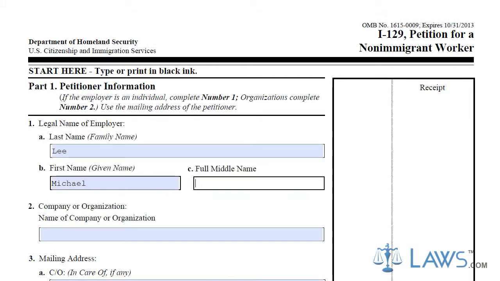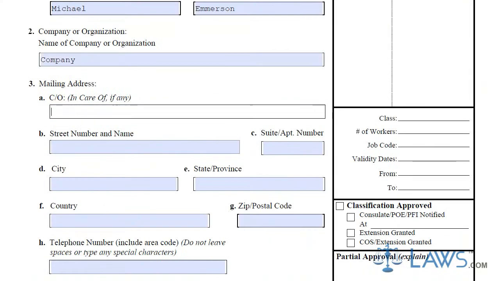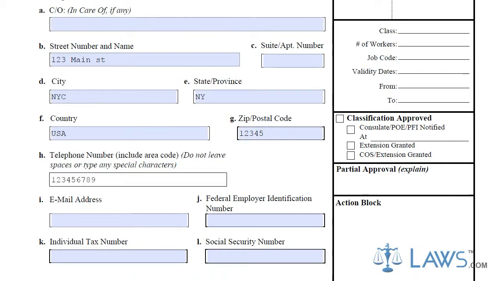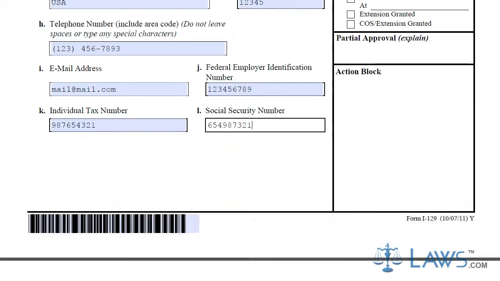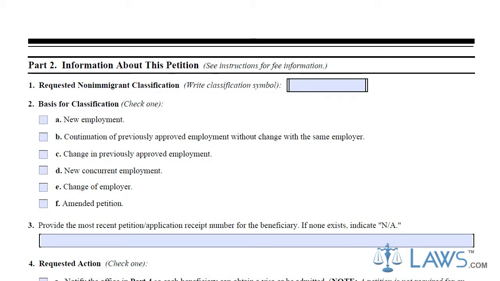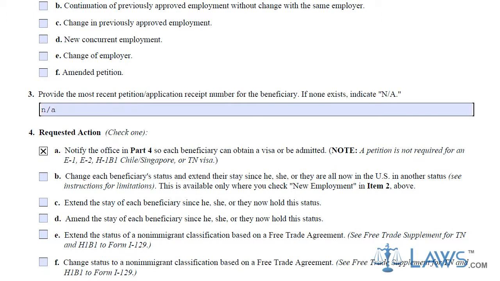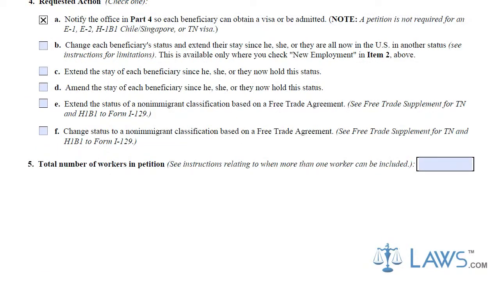The first step is to provide the employer information on the form. In the proper boxes, put the employer's name, followed by their address and contact number. You must identify the purpose of the petition in Part 2. Include the non-immigrant classification of the worker, the basis for the classification, and the requested action that relates to your application. In line 5, indicate how many applicants your Form I-129 will cover.